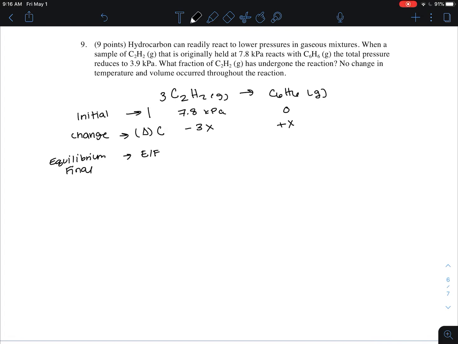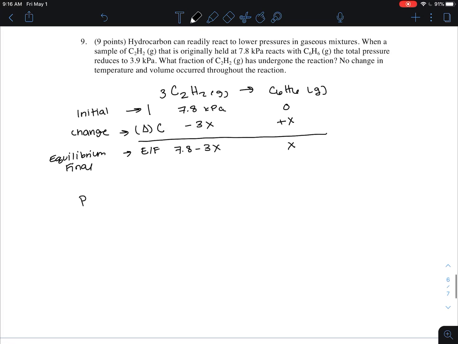So 3 moles of the ethyne are going to go away as the 1 mole plus x of the hexane is going to be produced. And then you basically just put together what you created. So that means 7.8 minus 3x is what I would have in the final. So what I started with minus the 3 times the change and my product produced. So I know that my total pressure is equal to the partial pressure of both my substances.